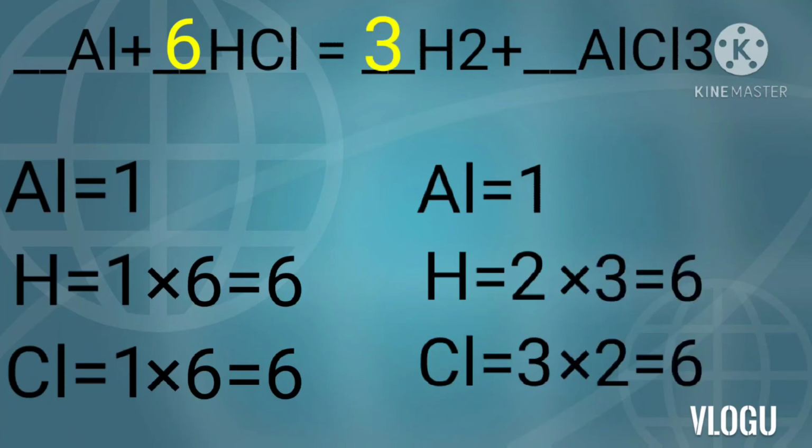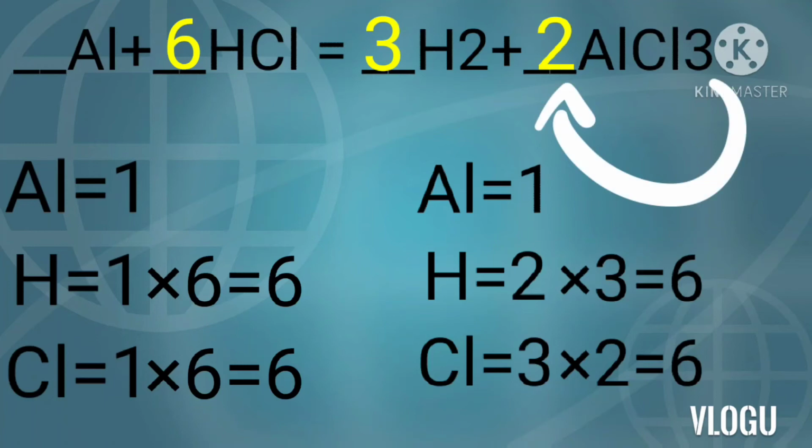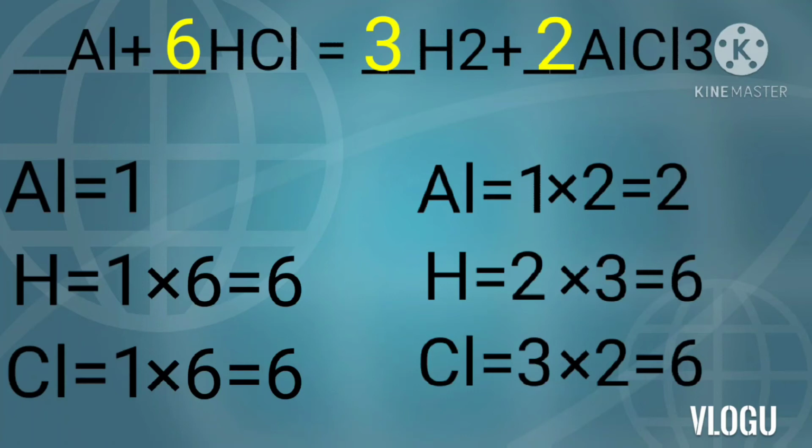We have hydrogen 2, so to make it 6, let's multiply it with 3 and we got the product 6. Also with chlorine, let's put 2 there before aluminum chloride and multiply it. Chlorine 3 times 2 equals 6. Now it gets complicated because chlorine is together with aluminum, so we also have to multiply aluminum 1 times 2, we got 2.